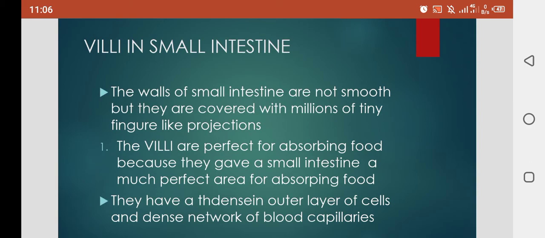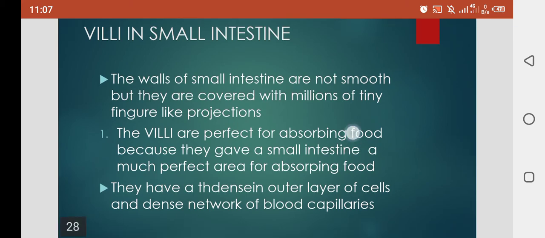So, girls, the villi are the hair-like projections present inside the small intestine. When we take food and it is properly digested into small molecules, and the waste material is separated from the food, then the food is absorbed through the villi. Villi have blood capillaries, so they are covered with blood capillaries. So all the food is absorbed through the villi and then distributed into the body. They have a thin outer layer of cells and a dense network of blood capillaries.